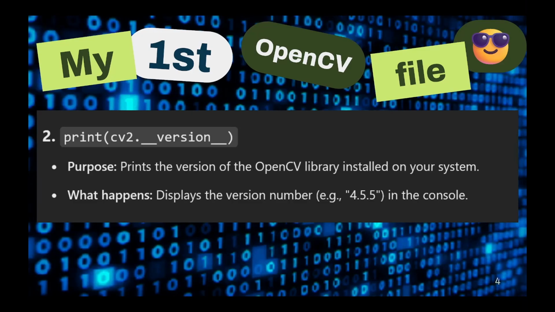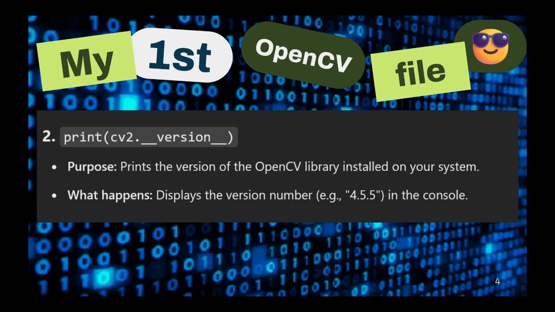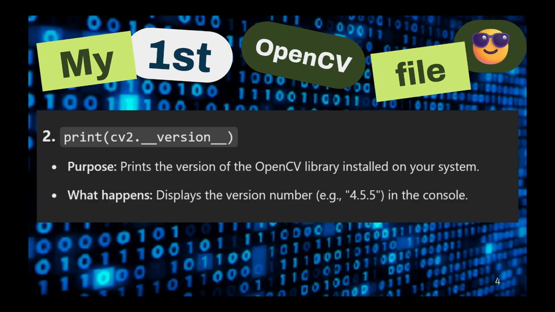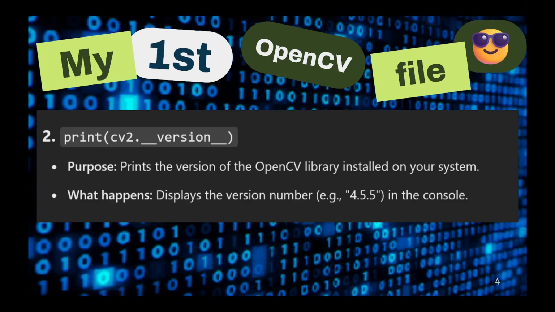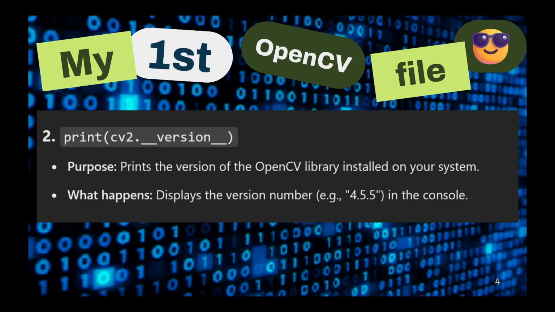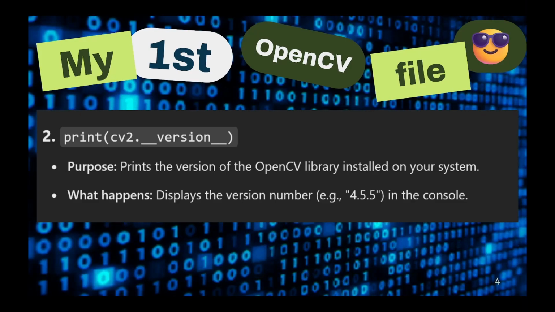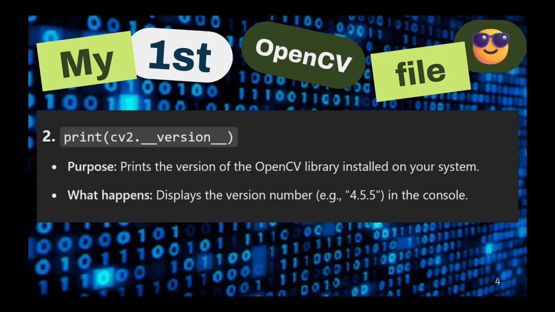The next thing we're going to do is print cv2.__version__. And what this does is it prints the version of the OpenCV library installed on your system. We're going to do this just to ensure that we're using the correct version of OpenCV.